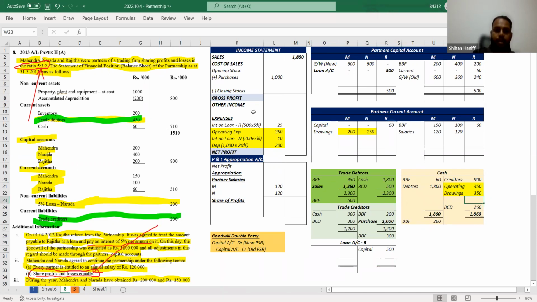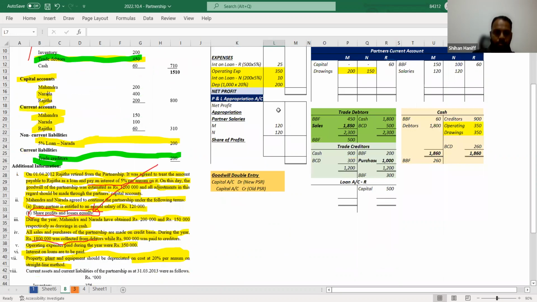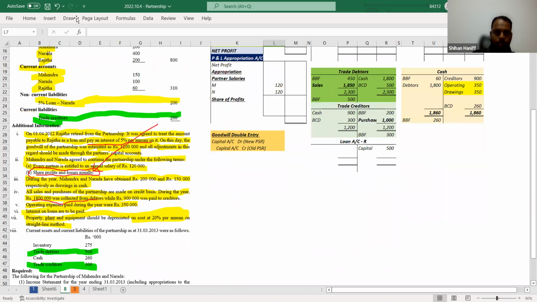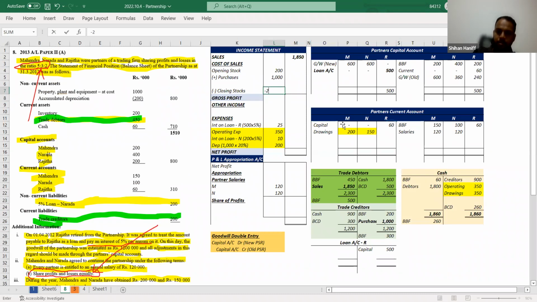So other than this, we have stock, opening and closing stock. Opening stock is given in the balance sheet, 200. Closing stock, 275. That's all. Can you all complete this?